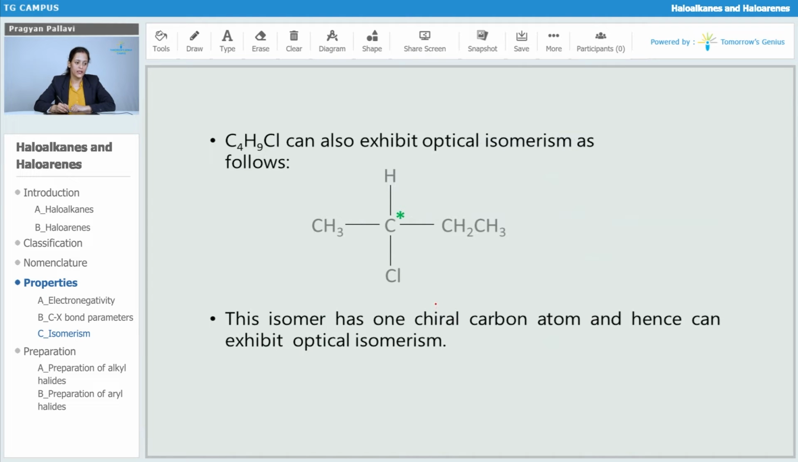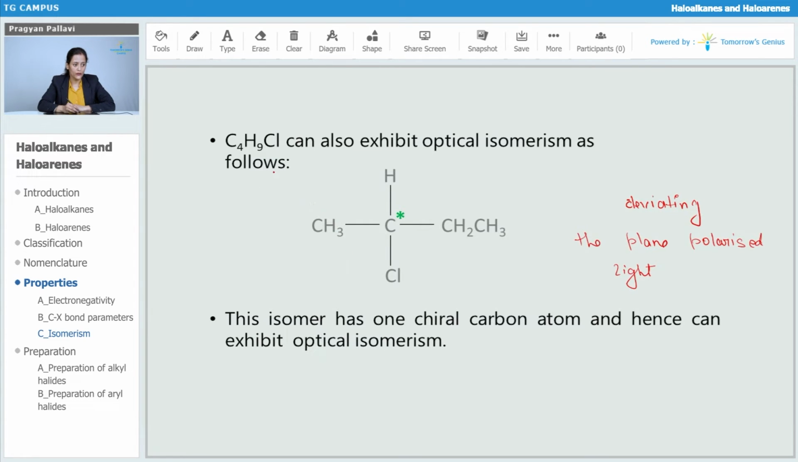So this C4H9Cl can also exhibit optical isomerism. Now the optical isomers are those which are deviating the plane polarized light. The compounds which deviate the plane polarized light either in the clockwise direction or in the anti-clockwise direction are called optical isomers, and the phenomenon is known as optical isomerism. We will talk about it very soon.